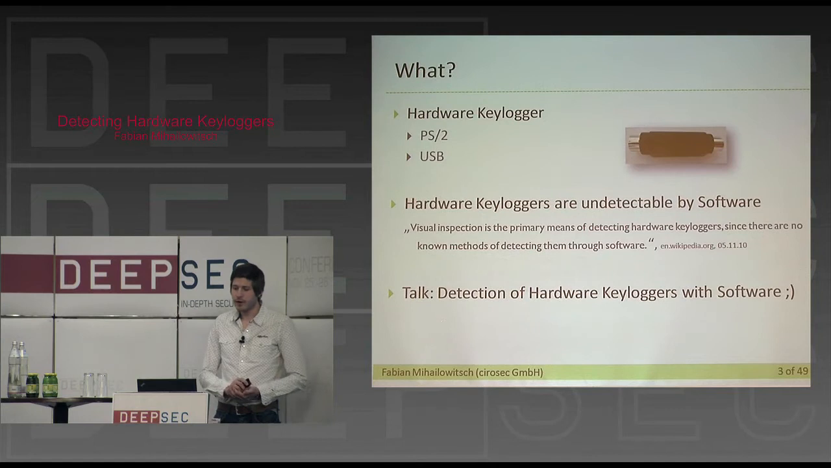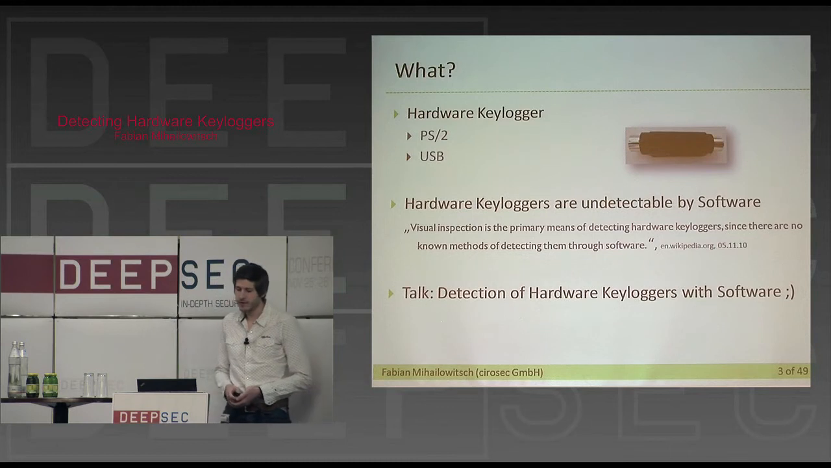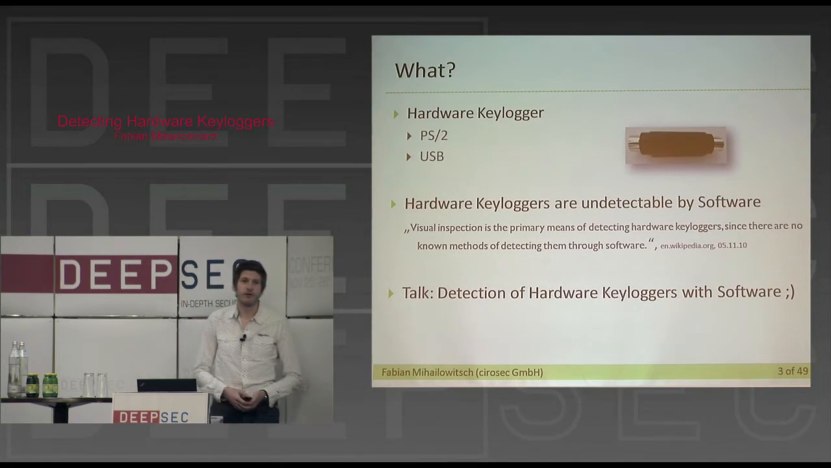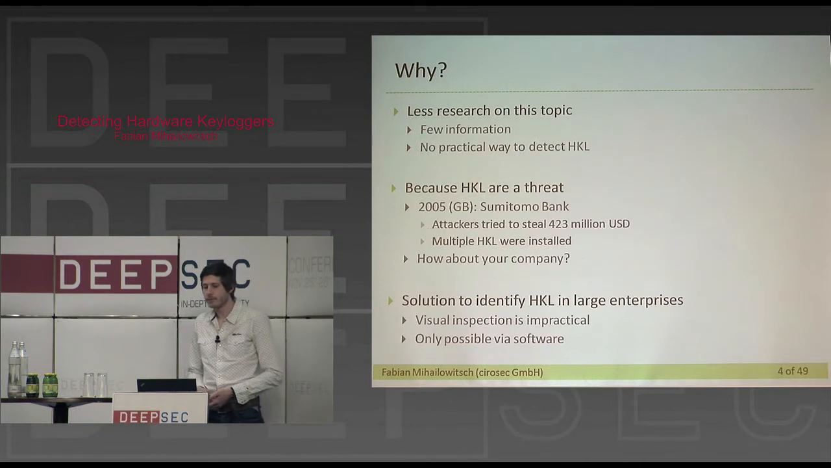So today we are going to talk about hardware-based keyloggers, basically PS2 and USB-based keyloggers. In general, people think hardware keyloggers cannot be detected in software. For example, there's a quote on Wikipedia: visual inspection is the primary means of detecting hardware keyloggers since there are no known methods of detecting them through software. However, today I'm going to show you how to actually detect them in software.